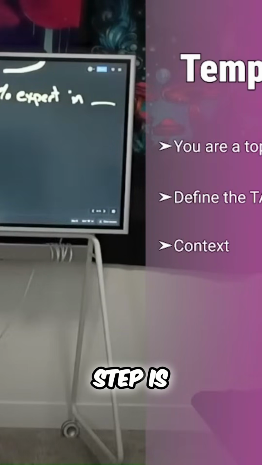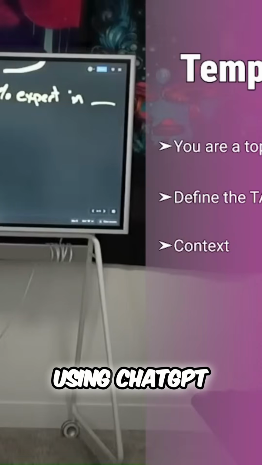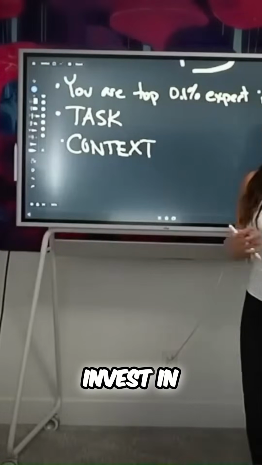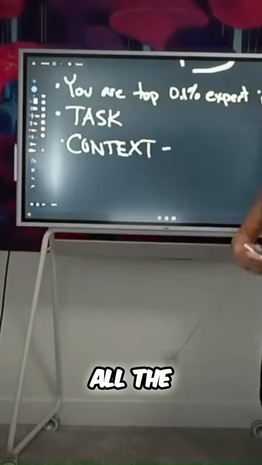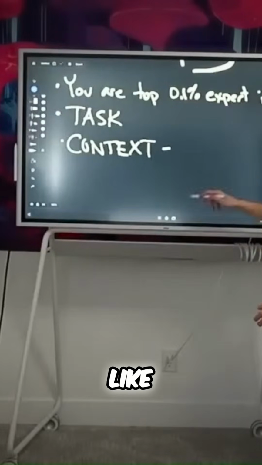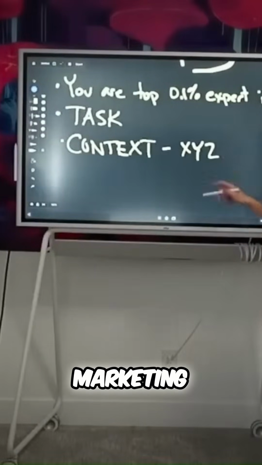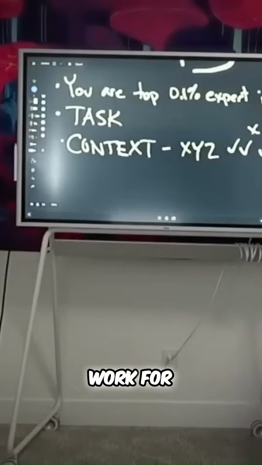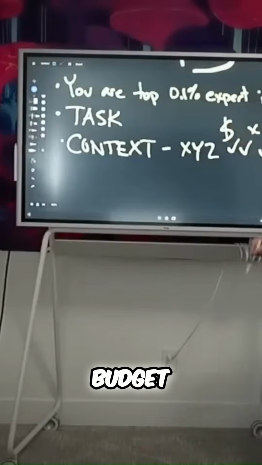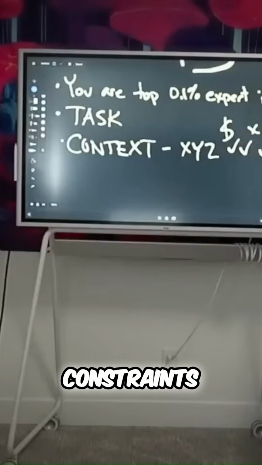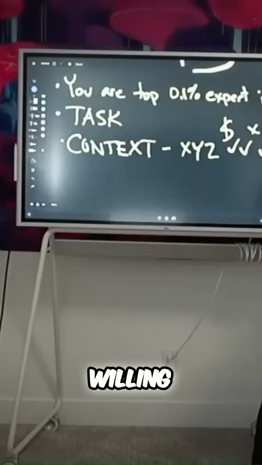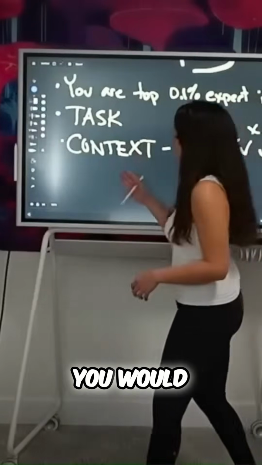The next step is context. So let's say I'm using ChatGPT to brainstorm what marketing channels I should invest in for my business. Context would be all the information that I'm willing to share. Like, I've tried XYZ marketing channels. Here were the conversion rates. Here was the ROI. This didn't work for me so far. This is my budget. These are the time constraints that I may have. As much context and information that you're willing to share with AI, that's what you would feed it in next.